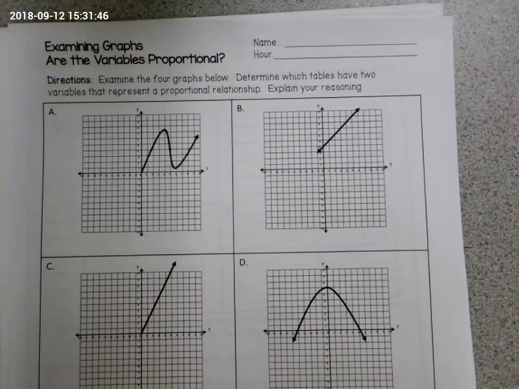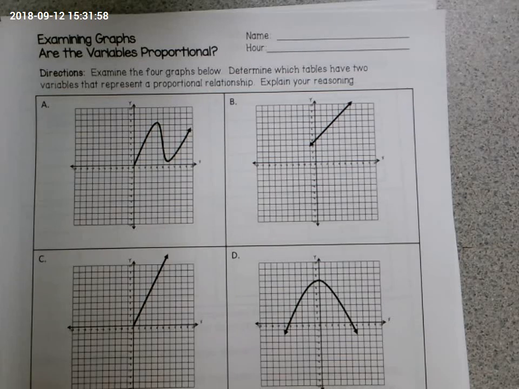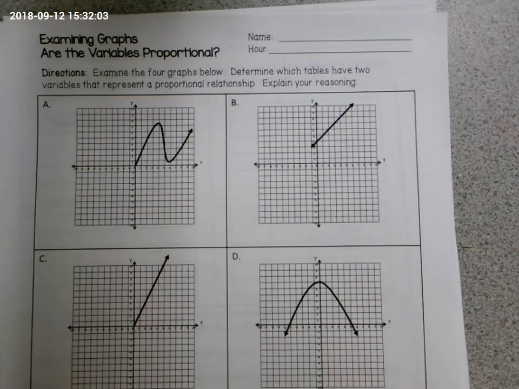So if we look at letter B, you can see this is a straight line, so I might think that's proportional. But then when I look at where the line intersects, it's not intersecting at the 0, 0 mark here, where it must intersect right there and be straight in order for it to be proportional. So this one is not proportional. This one's starting a little bit higher. It looks like at 0, 4 instead of 0, 0.